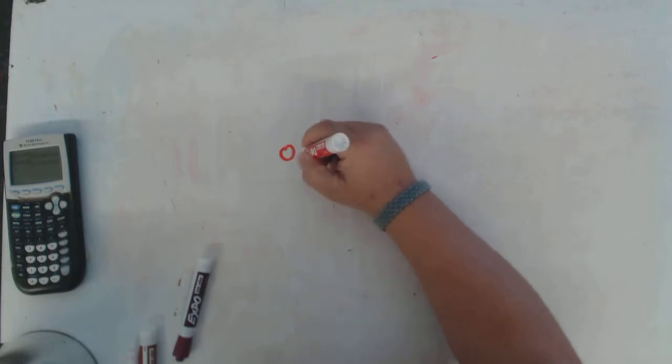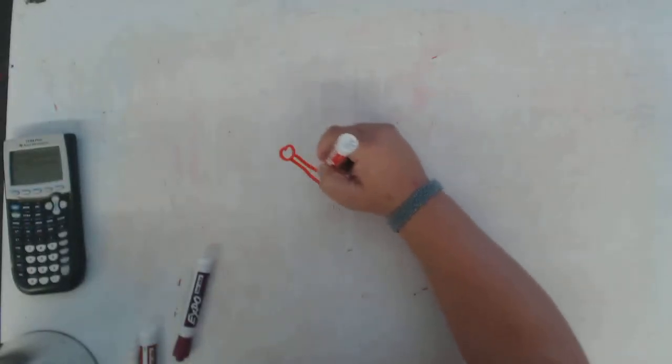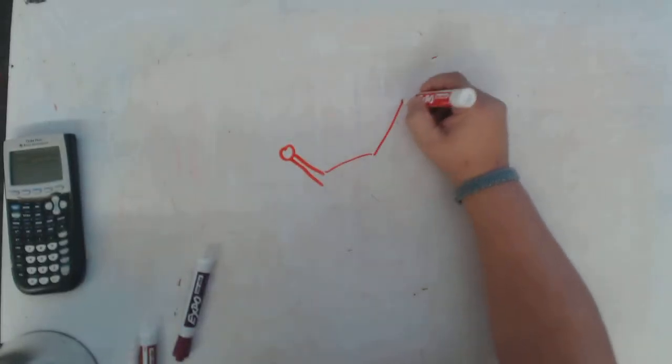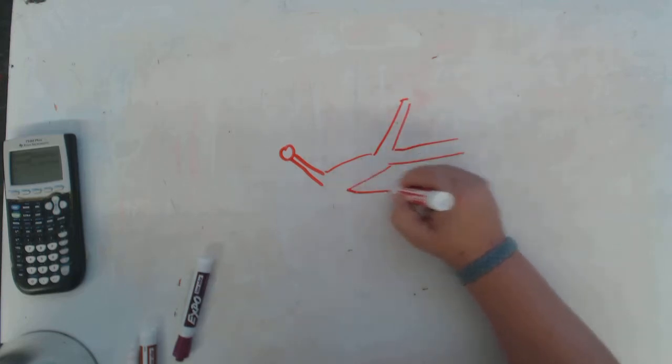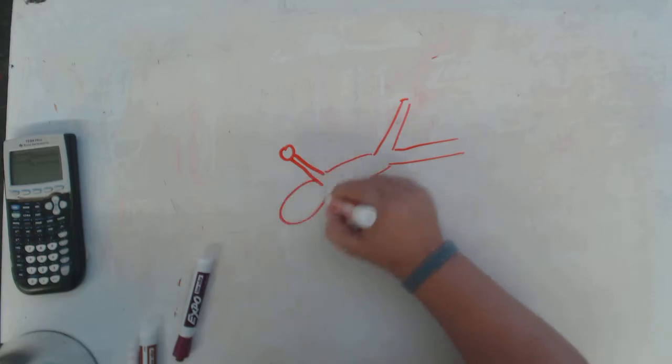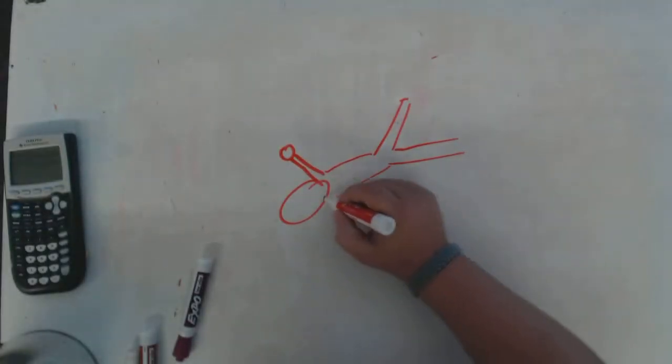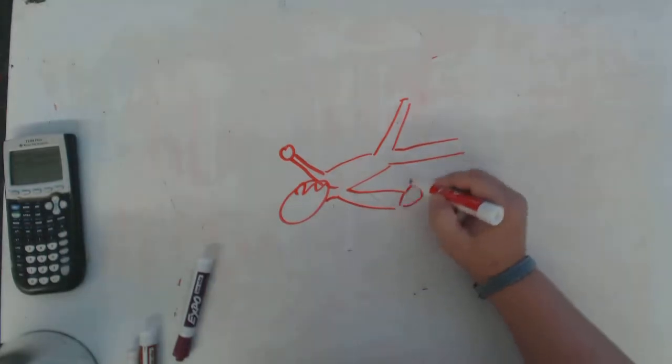So this next problem, we're dealing with terminal velocity. We have a skydiver. Yay, I'm a skydiver. There's my skydiver. I guess I should give him hair and stuff. And he's falling to his doom.